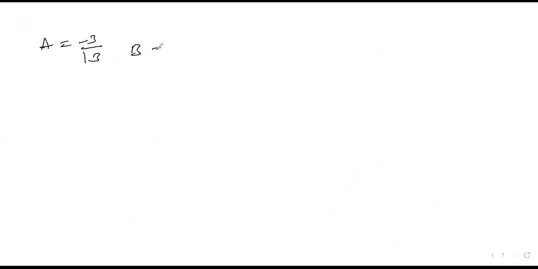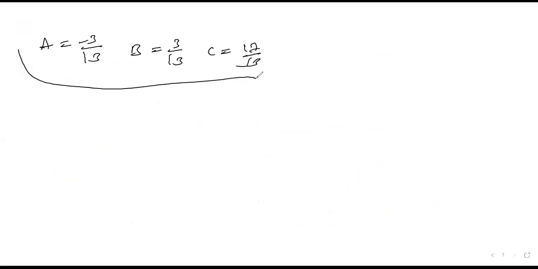So the value of B, I'm trying to write for the sake of your convenience, is 3 by 13. The value of C is 17 by 13. You can take these three values for your future reference when you're doing the calculation, to check whether your answers are correct or not.